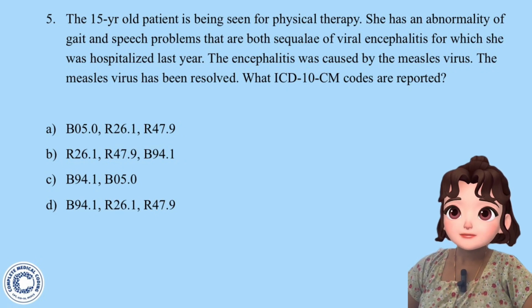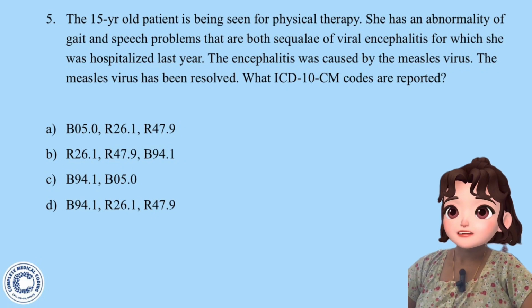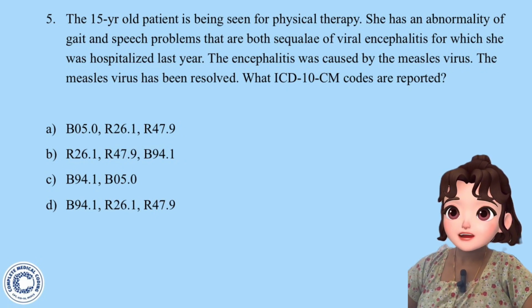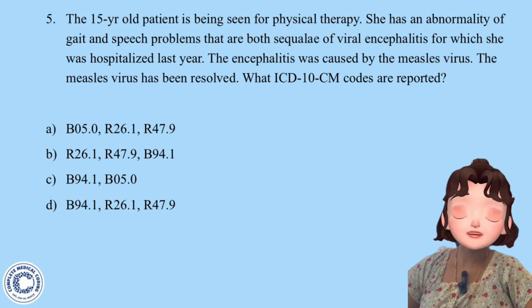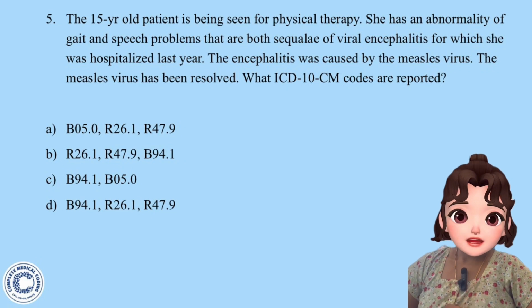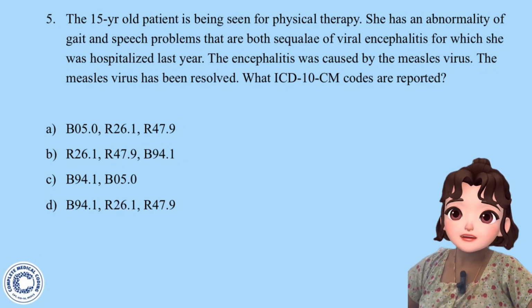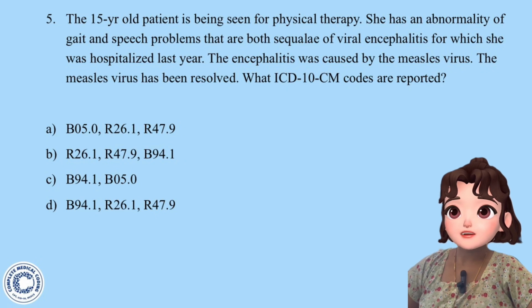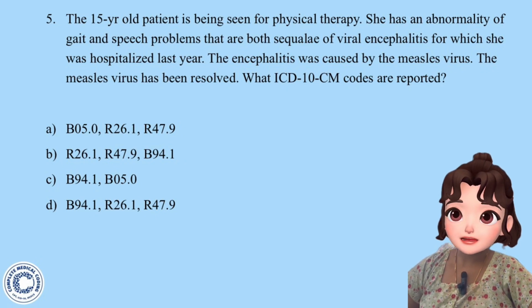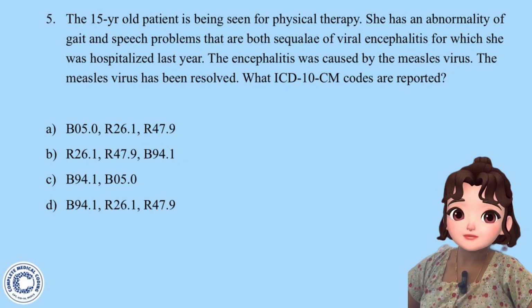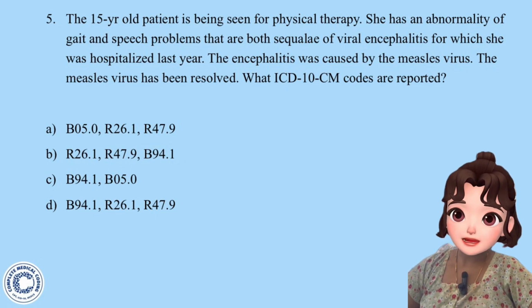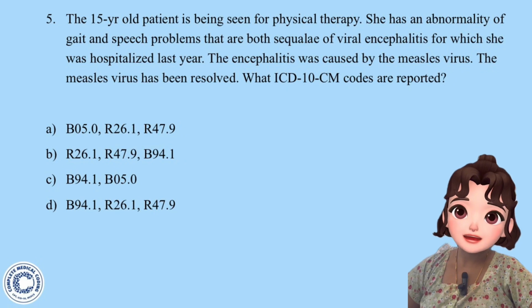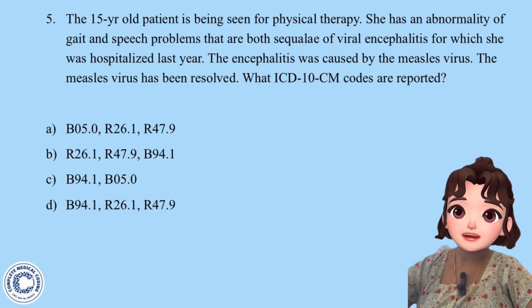What are the diagnoses here? It's clearly mentioned in the second sentence. She has an abnormality of gait and speech problems. So you need to code for gait because the patient is here for physical therapy. You need to code all the diagnoses. Gait and speech problems are the complaints that are both sequelae of viral encephalitis, caused by measles. But the measles virus has been resolved, so you need not code for the measles virus. Currently the patient has the sequelae of viral encephalitis, and then abnormality of gait and speech problems, for which the patient is here for physical therapy.